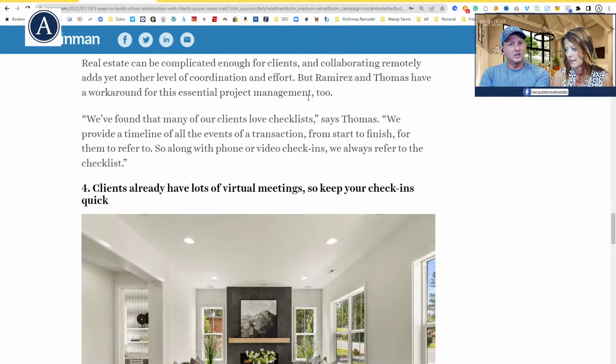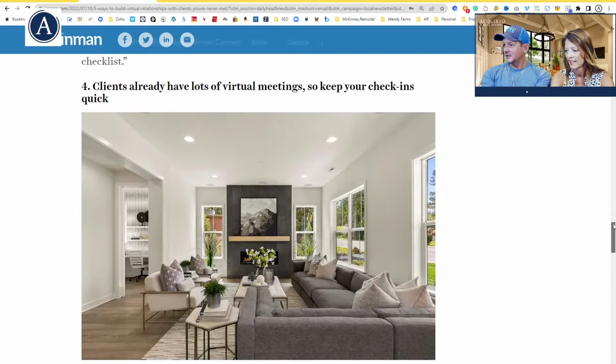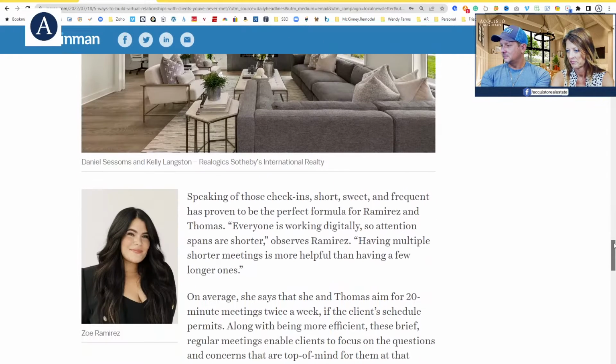Clients already have a lot of virtual meetings, so if you have one, make it short and to the point. Who hates when you get on a virtual meeting that's scheduled for an hour, and all of a sudden 10 minutes of it is going through the rules of what to do and what not to do during a Zoom? That's not good at all. And let's see the last one here.